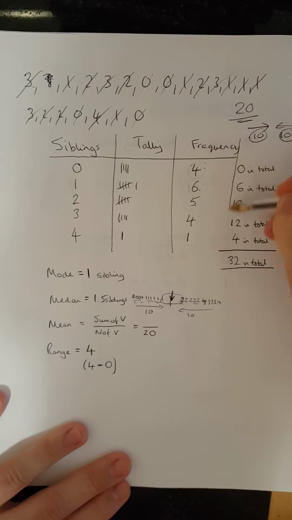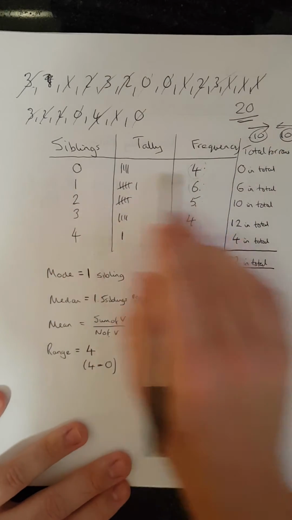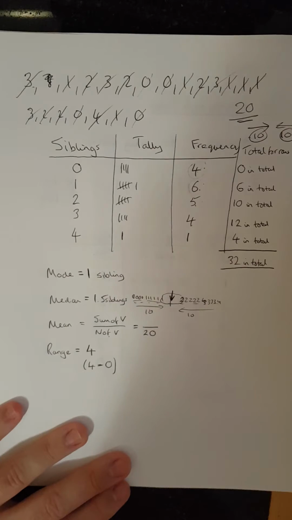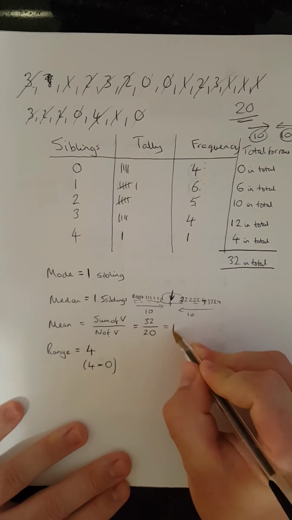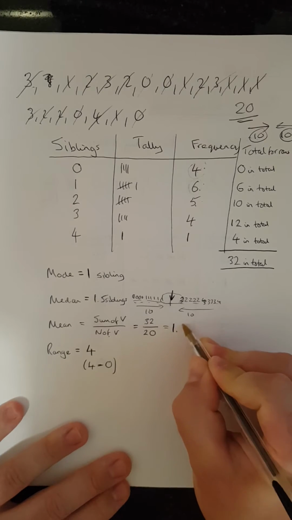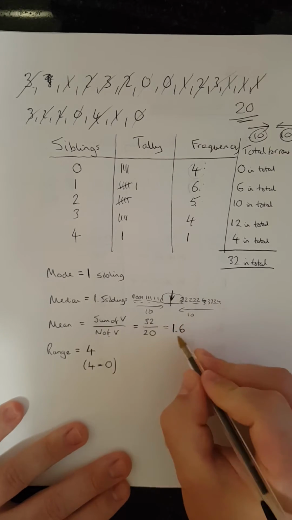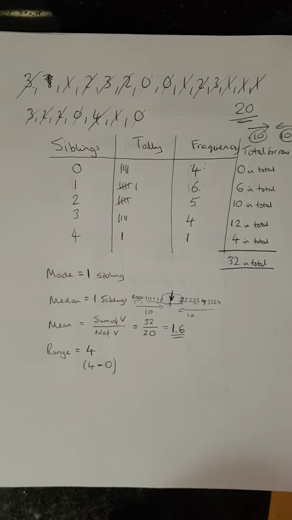Now people will call this column on the end lots of different things. I'll call it total for the row. You can call it whatever you wish. Now I'll take that 32 and divide it by the number of bits of data, which is 20, and I'll get 1.6. So that is my mean calculated.